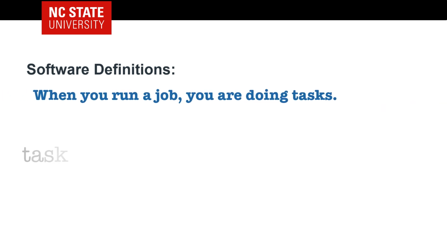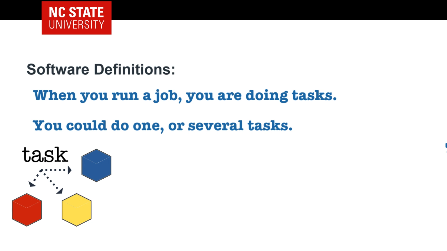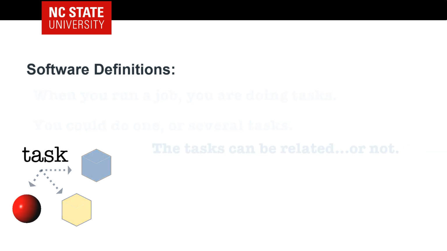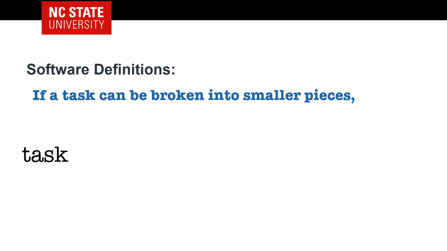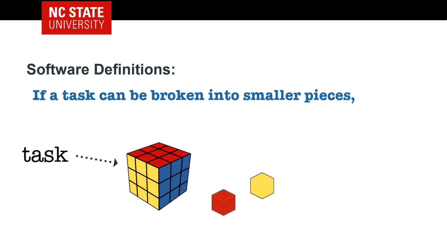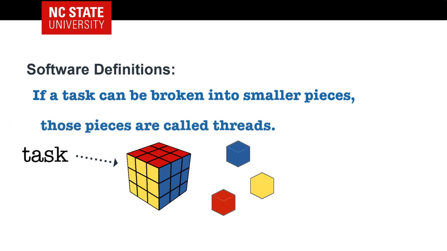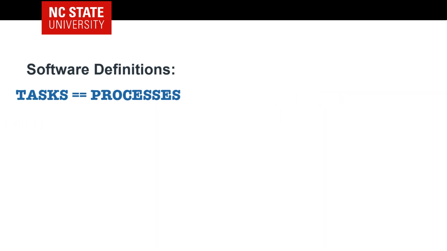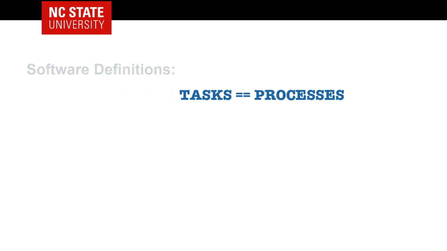When you run a job, you are doing tasks. You could do one or several tasks. The tasks can be related, but they don't have to be. If the work to be done by a task can be broken up into smaller pieces, those pieces are called threads. Tasks are sometimes called processes, and these terms can be used interchangeably.